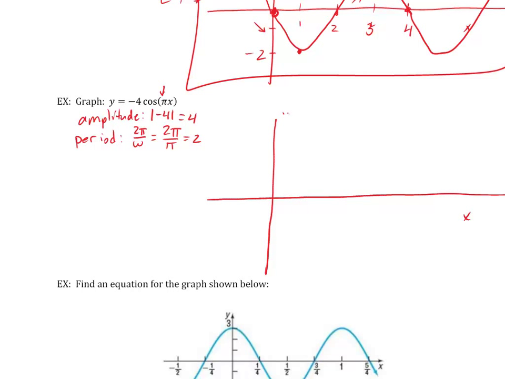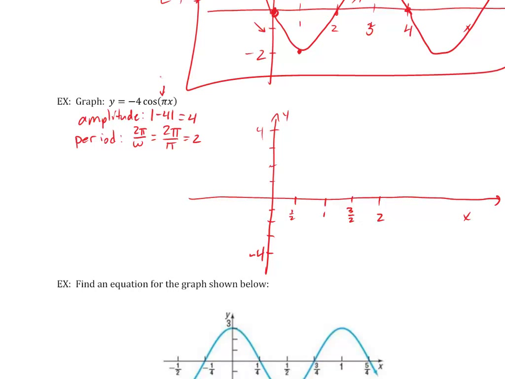Here's the x, here's the y. Our height is 4, 1, 2, 3, 4. Our depth is negative 4. Our period is 2, so let's go 1, 2. Well, that's going to be a pretty sharp wave. I'm going to spread that out a little bit. Let's try drawing my x-axis again. There we go. And let's make that 1. Let's make that 2, which means I need 4 pieces. So I'm going to do a 1/2 and a 3/2 right there.